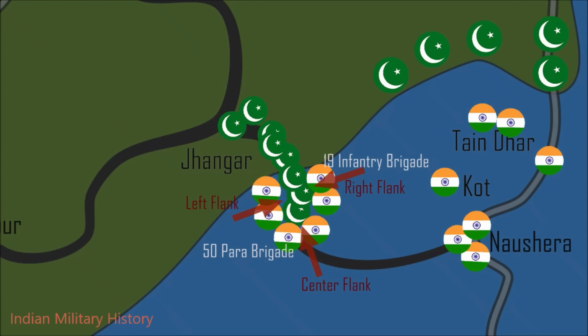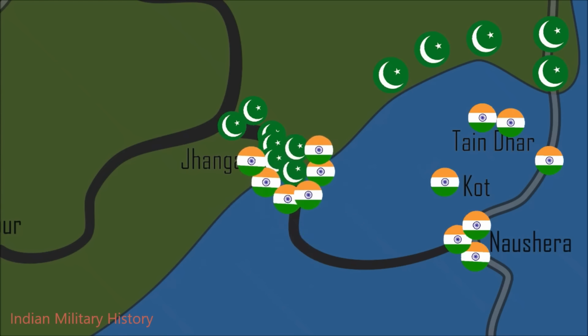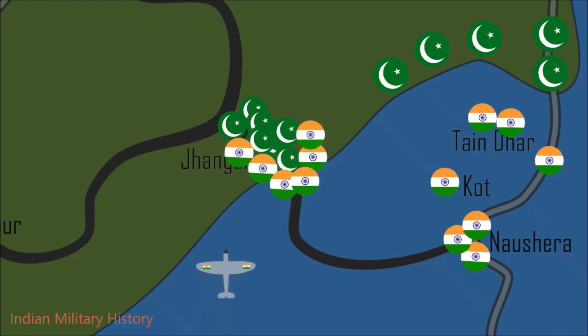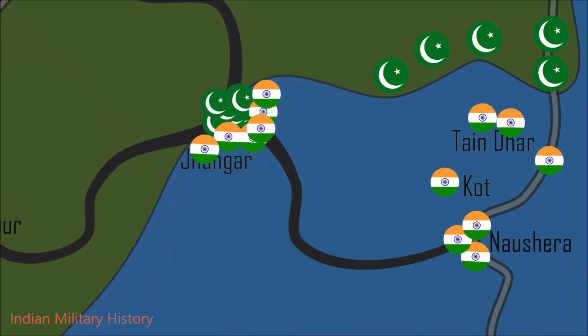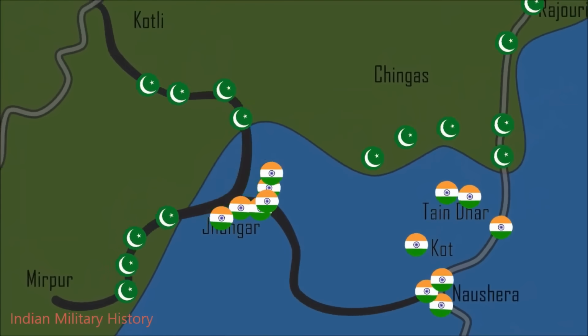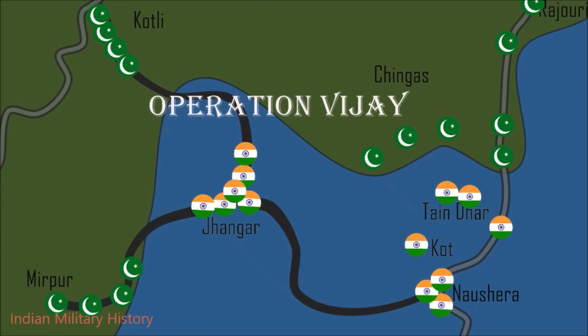The 19 and 50 brigades made the pincer move by moving on the right and the left flank of the enemy, surrounding them from three sides. After being surrounded, the enemy retreated from its positions and suffered considerable losses. Owing to the considerable losses, they continued to retreat from the town back towards Mirpur and Kotli. With this, Jhangar was retaken by the Indian Armed Forces.